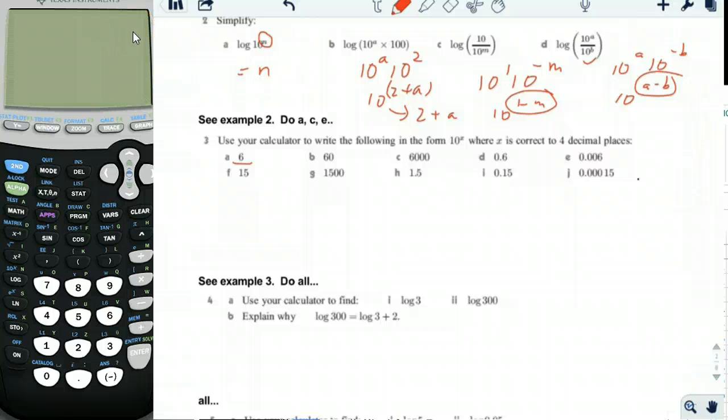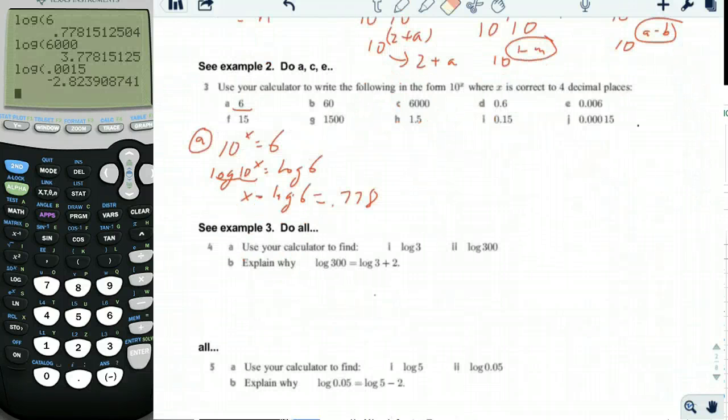So you're saying, how do I write 6 as a power of 10? So what is this equal to? Well, to find this, basically you would say, hey, the log of 10 to the x is equal to the log of 6. Log of 10 to the x is x. So x is the log of 6. So all of these, basically you just type in your calculator log and the number, and it'll give you the log of that number.